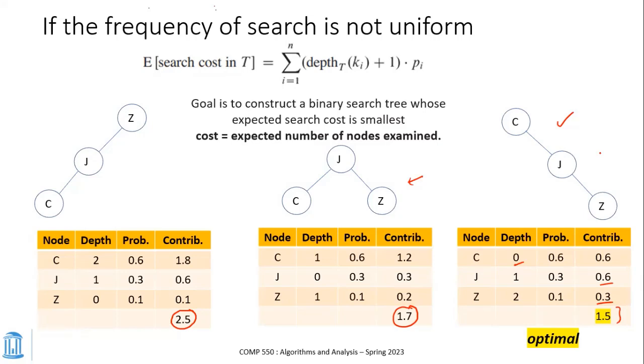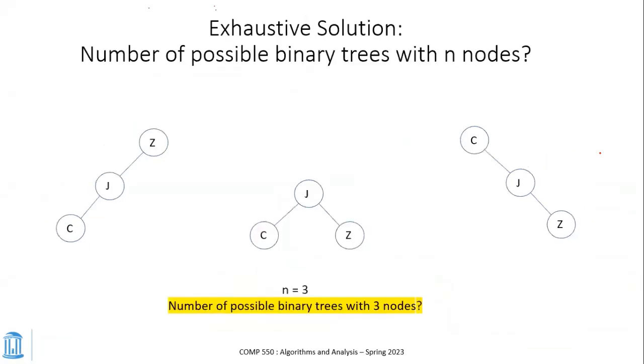Now the first question we always ask is, can we do an exhaustive search? What is the complexity of doing an exhaustive search? So the question is, what is the number of possible binary search trees with n nodes? If you have n nodes, how many different binary search trees can you create? Is there a simple solution to this number? For n equal to 3, is this number 3? Are those the 3 possible binary search trees?